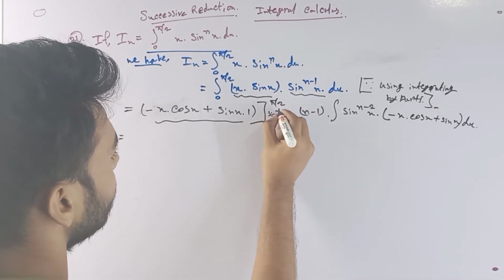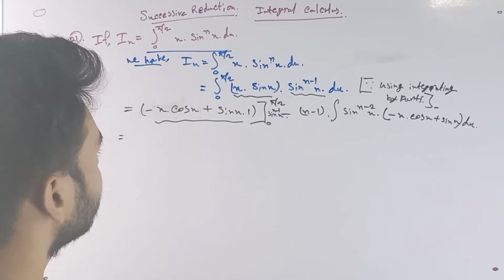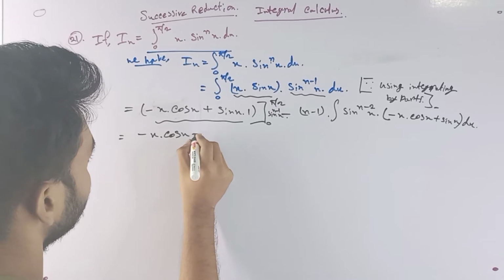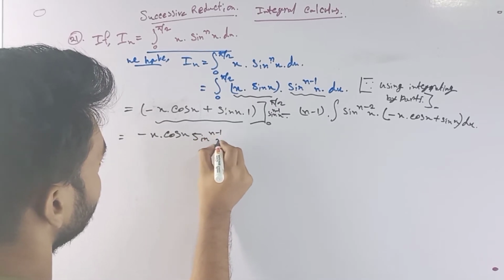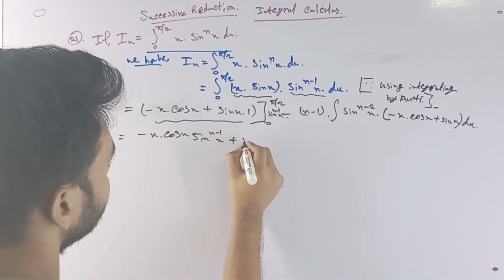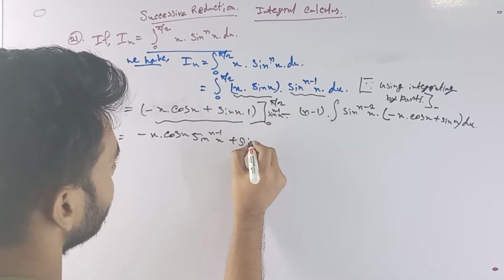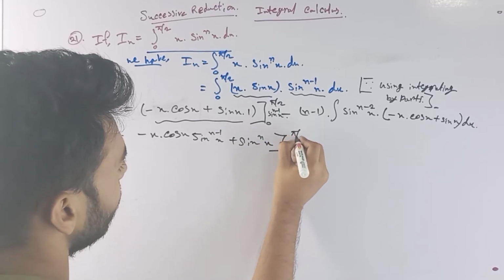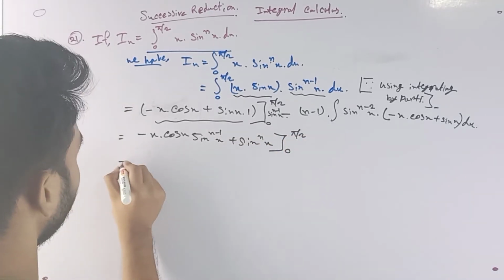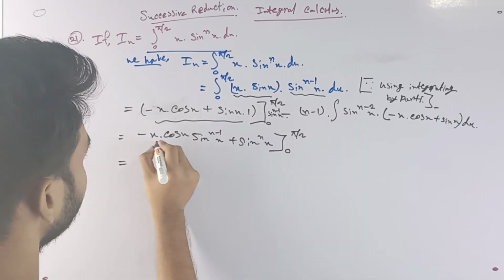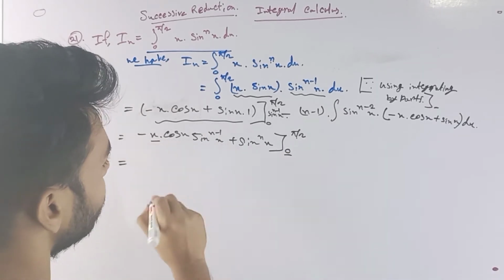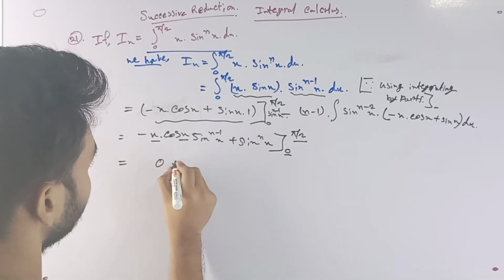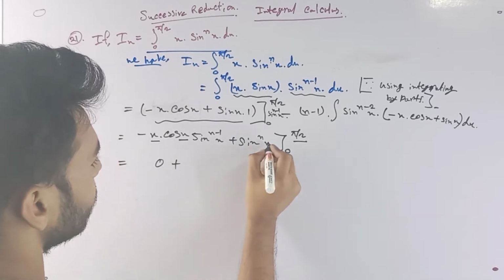Cos of pi by 2 is 0, and here also sin^(n-1) x. That's it, and now that equals minus x times cos x times sin^(n-1) x plus 1 times sin^n x, with limits 0 to pi by 2 as well. That equals this x, therefore 0 is coming, and at pi by 2, cos of pi by 2 equals 0, so 0 is coming from this first part.